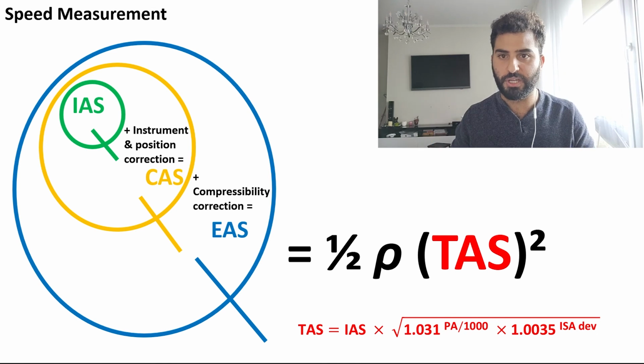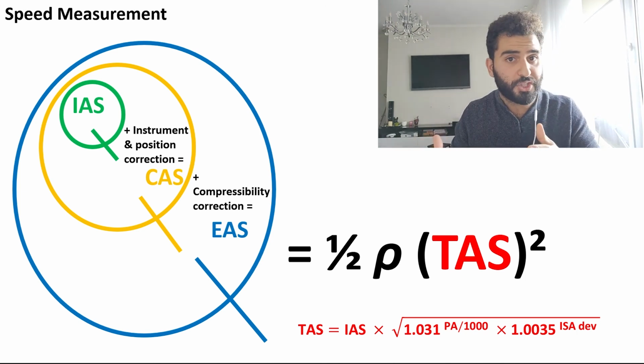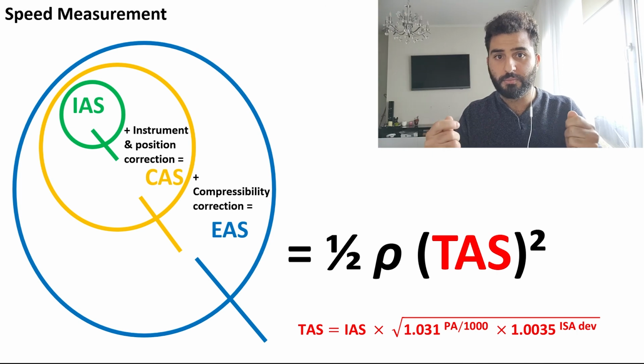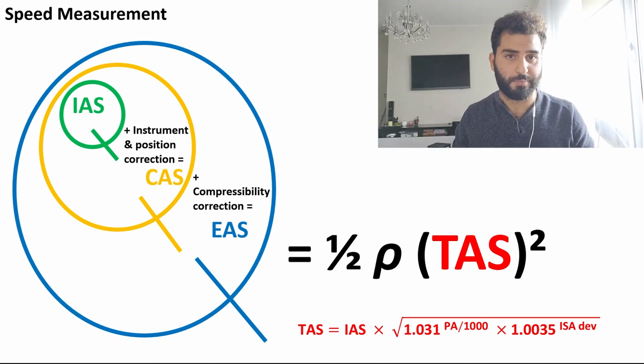I hope that this was clear, and I hope that now you understood what's the real relationship between IAS and TAS, why we fly with IAS and why we don't fly with TAS, and what is the link and the relationship between indicated airspeed, calibrated airspeed, or rectified airspeed, and equivalent airspeed, and finally the true airspeed.